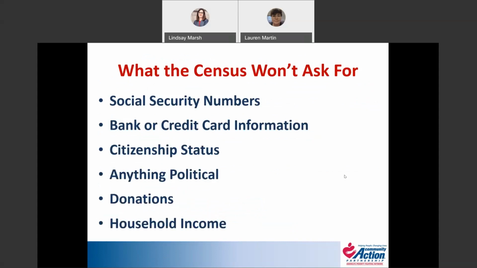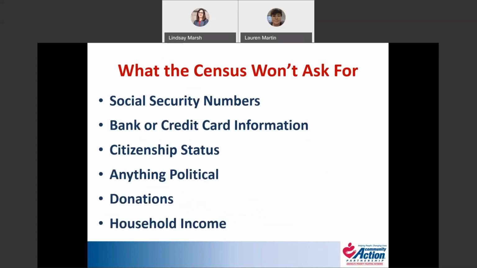There are also several things that the census won't ask. For starters, they will never ask for your social security number. It is not on the form. They will never ask for bank or credit card information. They are not trying to take a payment from you. They're not asking for donations. They're not asking for citizenship status. They're not asking anything political, and they're not asking household income.